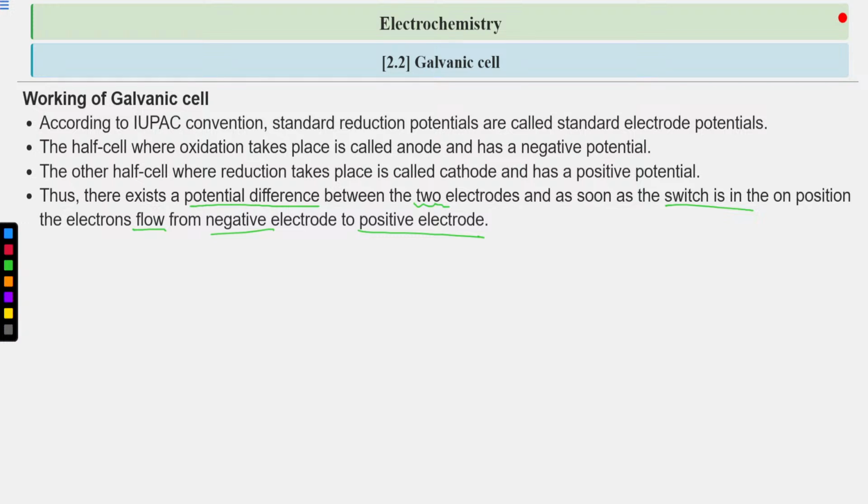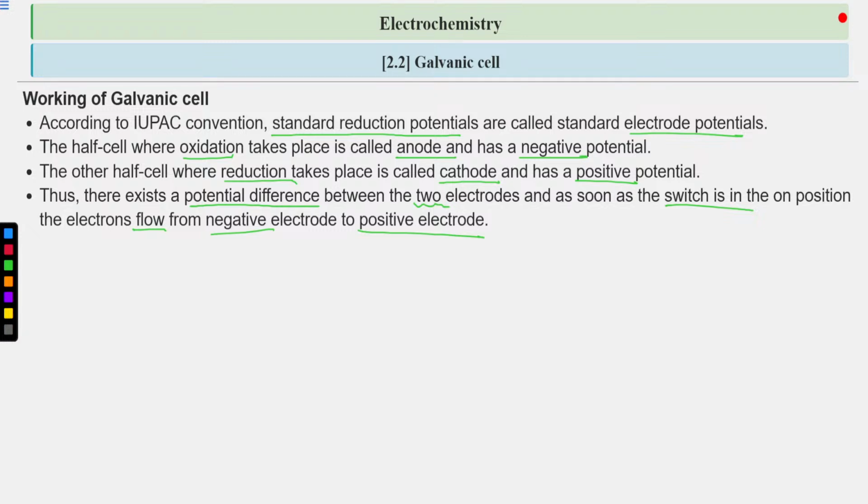First of all, the standard reduction potential is considered as standard electrode potential as per the IUPAC convention. Secondly, the two half cells: the first one, at which the oxidation process takes place, we call it the anode, and it will have a negative potential. The second half cell, where the reduction is taking place, we call the cathode, and it will have the positive potential.